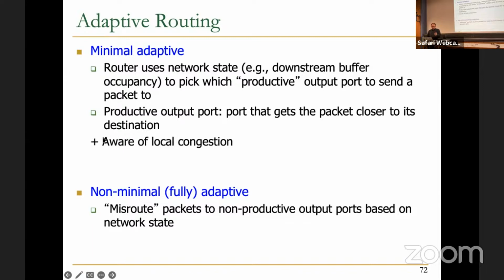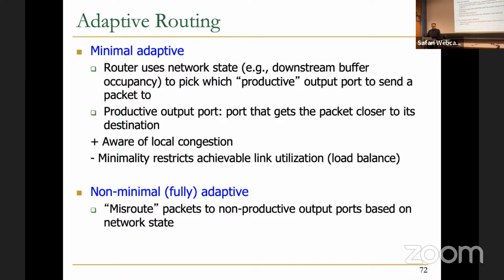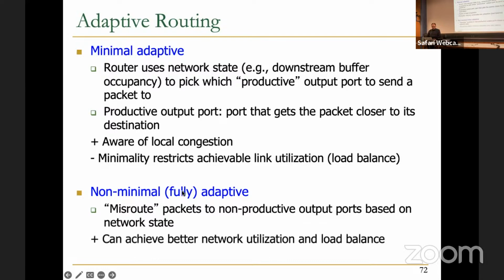Okay, so minimal adaptive should be aware of local congestion and also global congestion, but minimality restricts achievable link utilization, as you can imagine. Non-minimal adaptive can achieve better network utilization and load balance, but now you need to guarantee livelock freedom as well. Adaptive routing actually has this problem of deadlock, which we discussed a little bit: how we can avoid deadlock, or we just let deadlock happen and then we detect it. Of course, the effectiveness of that also depends on how effectively you can detect deadlock. Sometimes you are conservative, sometimes you are not that conservative.